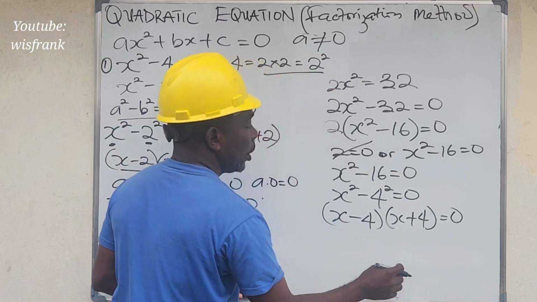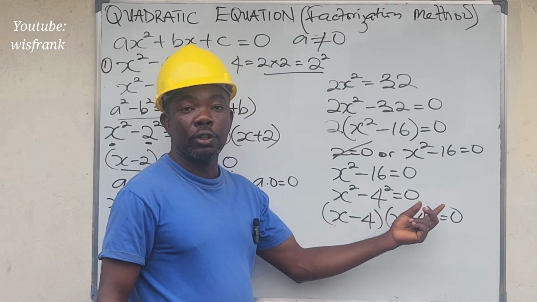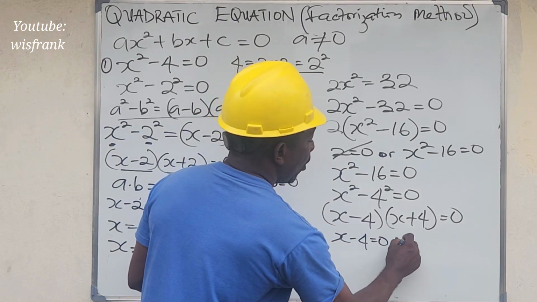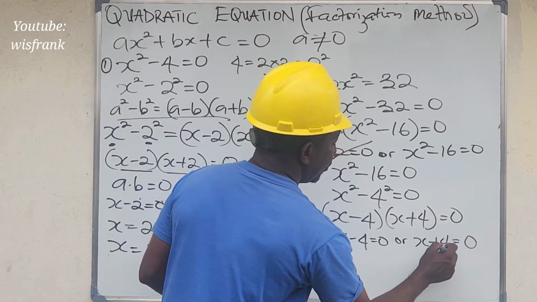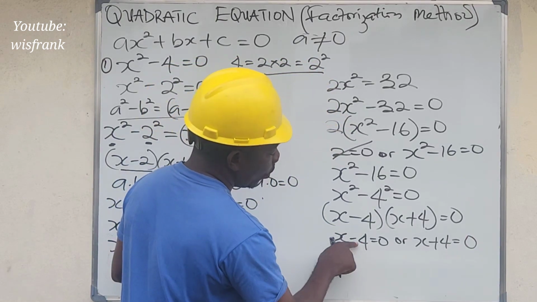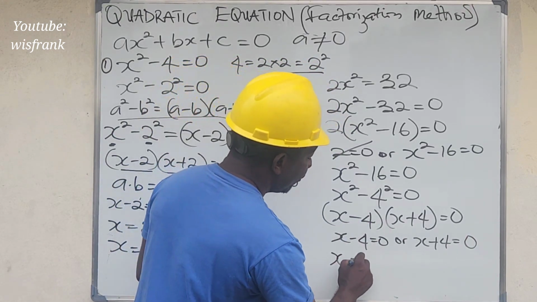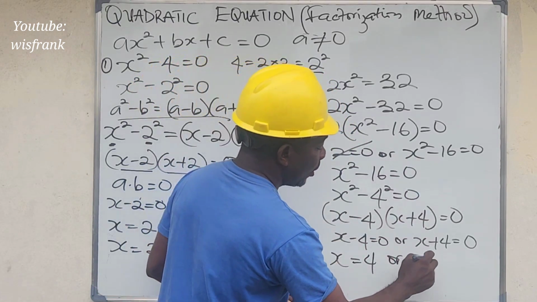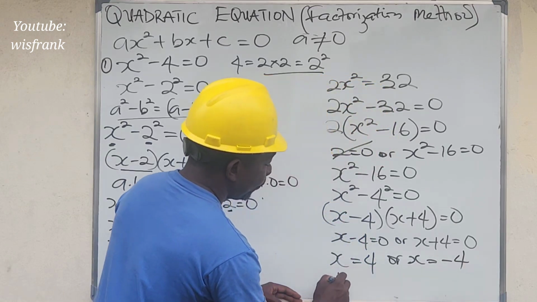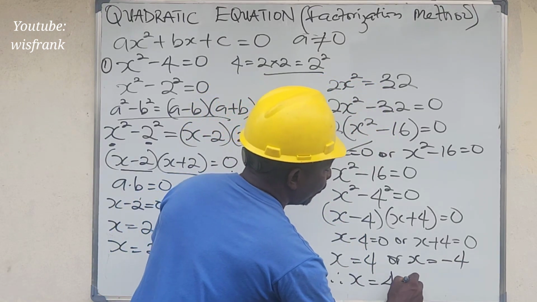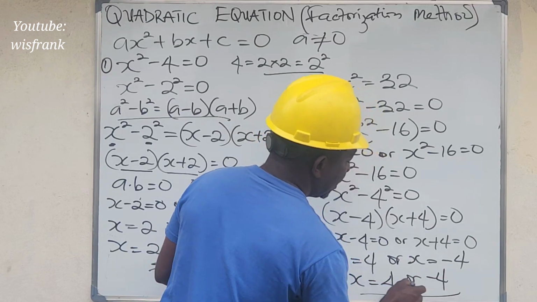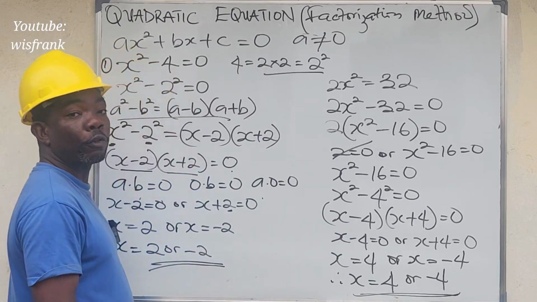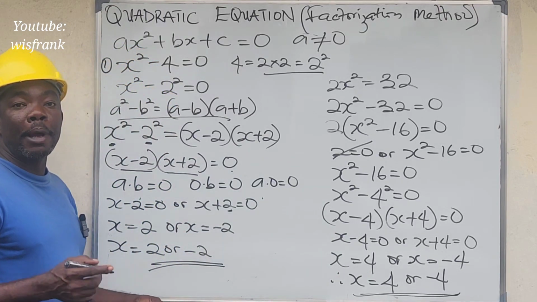So we have two parentheses. We all know that it is either the first one equals 0 or the second one equals 0. So we say x minus 4 equals 0, or x plus 4 equals 0. Here we have x, when minus 4 transposes to the other side, it becomes 4. Or we have x, when plus 4 transposes to the other side, it becomes minus 4. Therefore, our value of x equals 4 or minus 4. This is the value of x that satisfies this equation. So let us see the next form of quadratic equation that we are going to solve by the factorization method.